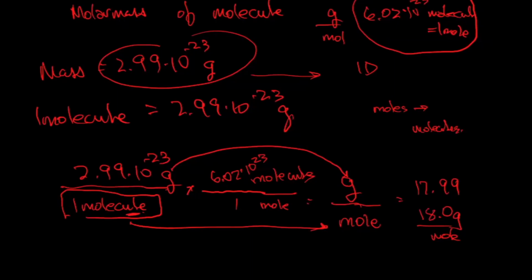Take 2.99 times 10 to the minus 23 times 6.02 times 10 to the positive 23. And you guys should get about 18.0 grams per mole. Yeah, I got that. Okay. What's 18 grams per mole? What chemical weighs 18 grams per mole? You guys should know that. Water. Yep, water.